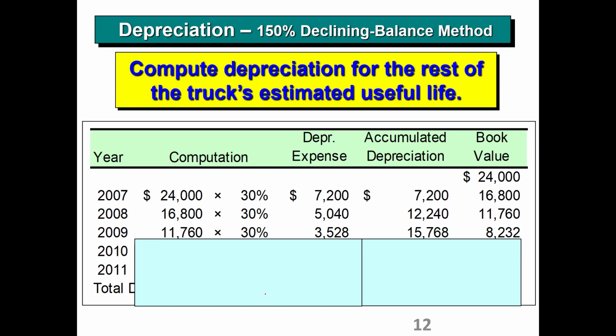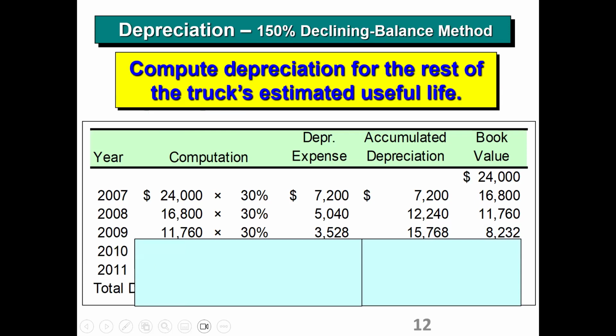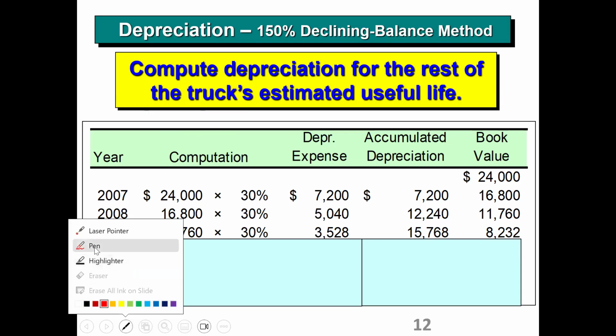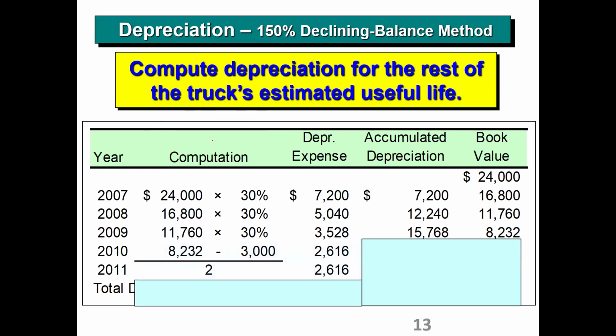Instead, we are going to use remaining book value minus residual value, whole divided by 2. So this is the formula we are going to use. In this case, it's 8,232 minus 3,000, divided by 2, which gives us 2,616 as depreciation expense for the next 2 years.